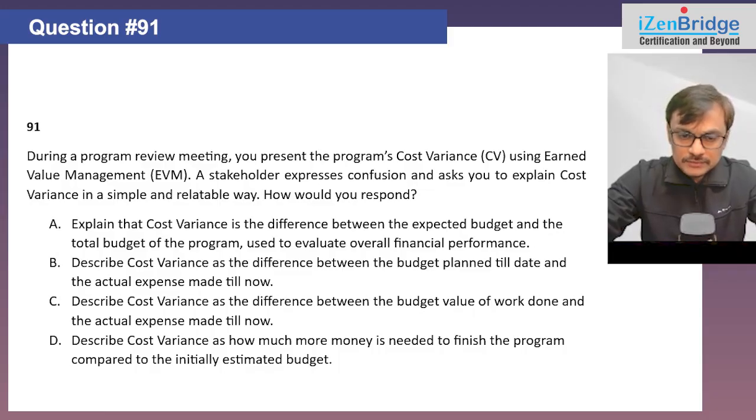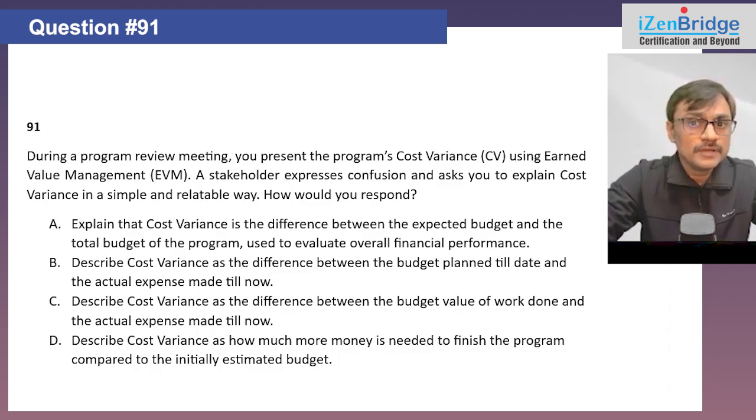During a program review meeting, you present program's cost variance using earned value management, EVM. A stakeholder expresses confusion and asks you to explain cost variance in a simple and relatable way. How would you respond? This question is expecting the program manager to demonstrate the ability to explain a performance indicator related to cost variance, and it also tests the ability to simplify things from the perspective of stakeholders. So let's see which of the following options can help you explain the cost variance with ease.